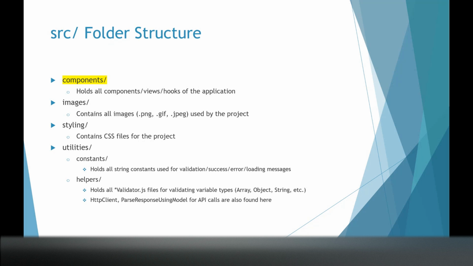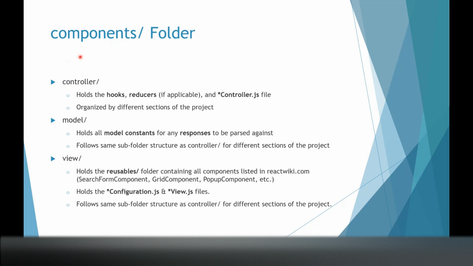So we'll go over components next. Within the components folder, we have this subfolder structure with the controller, model, and the view. The controller folder contains the hooks, reducers, if you're using React Redux, and the controller.js file. And the way it's organized is that underneath that, you have all the different sections of the project, very similar to how it's been set up with the other CMOS modules that we have.